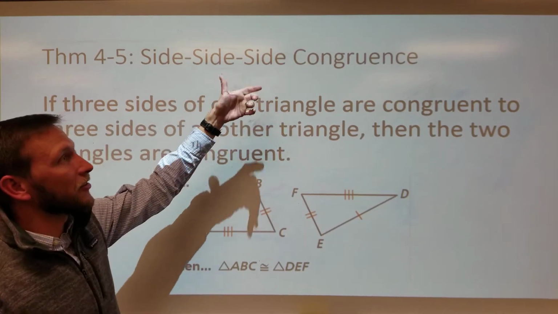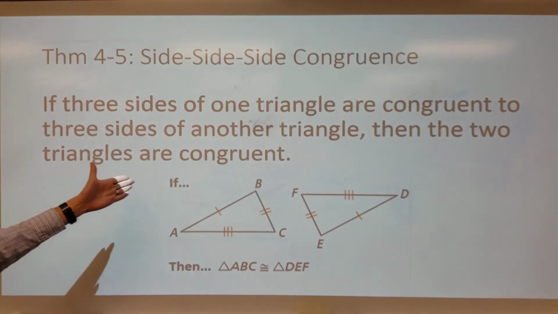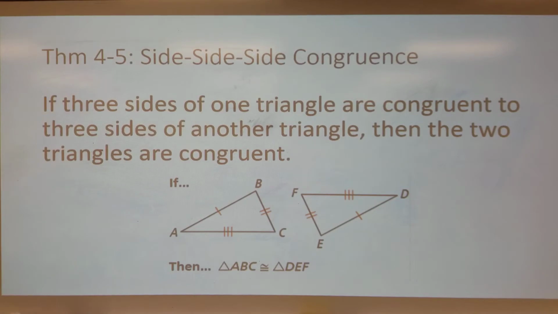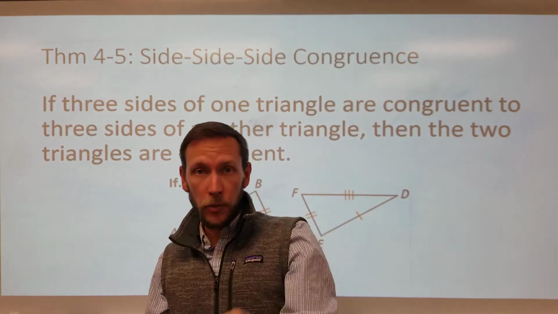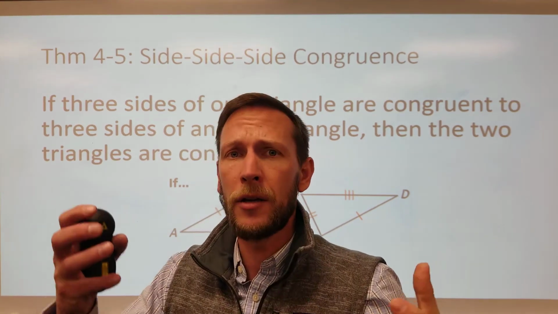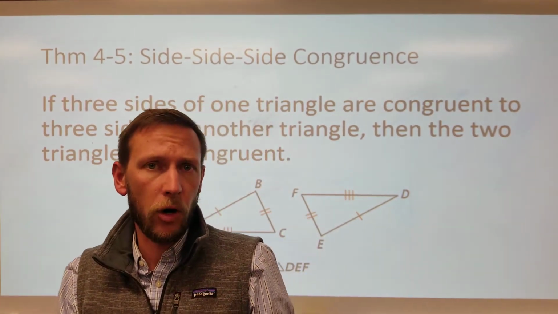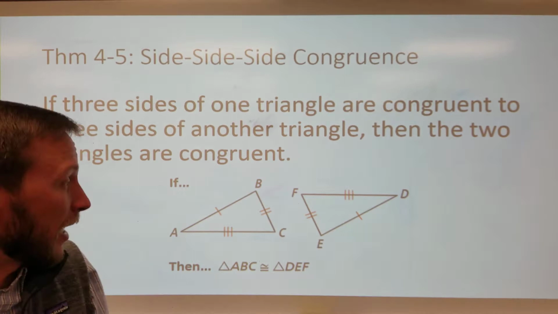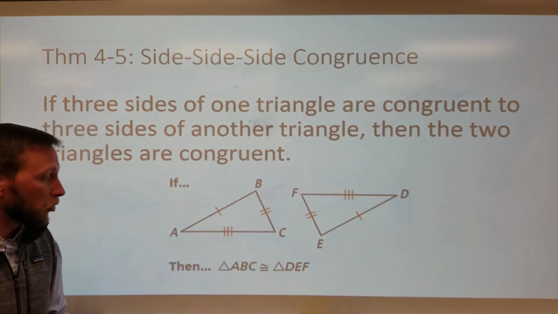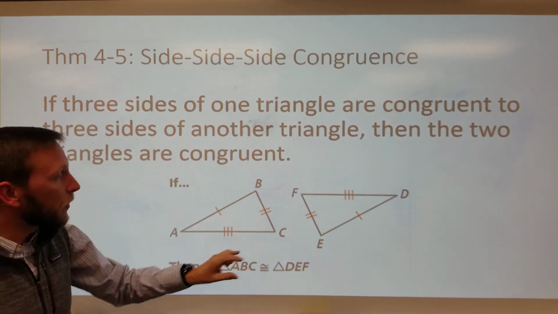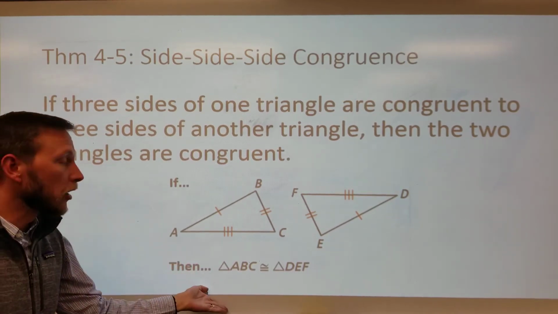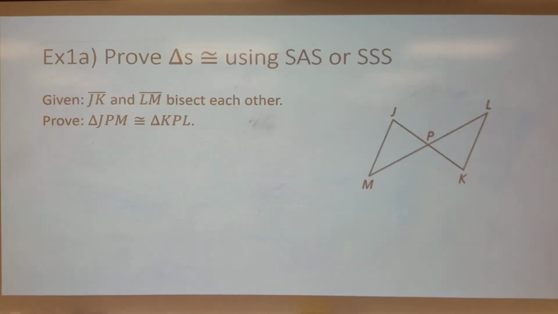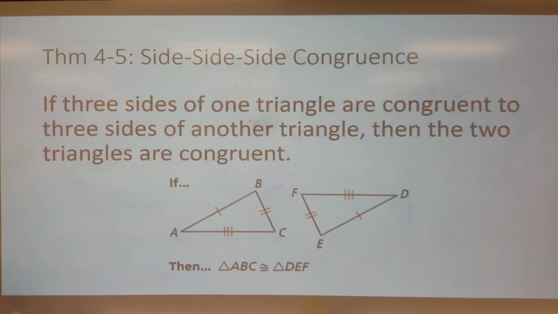So side, side, side is another triangle congruence shortcut. Basically, if all three pairs of sides are congruent to each other, we do not have to worry about the angles at all. We will know, if all three pairs of sides are congruent, that there's only one way in which that triangle can be formed, and it's going to be formed with those respective angles. And therefore, all the corresponding parts would be congruent. So, if we have three pairs of corresponding sides congruent, then we do know that we have two congruent triangles. All right? And we can use that in a proof as we're going to explore here momentarily.